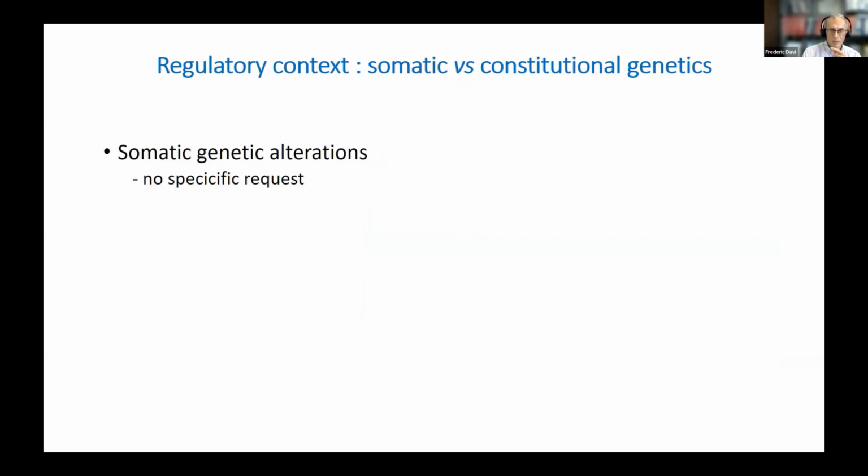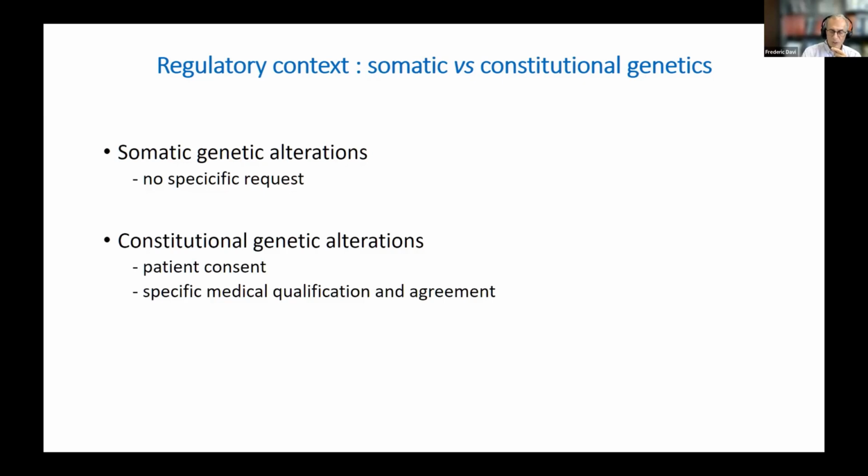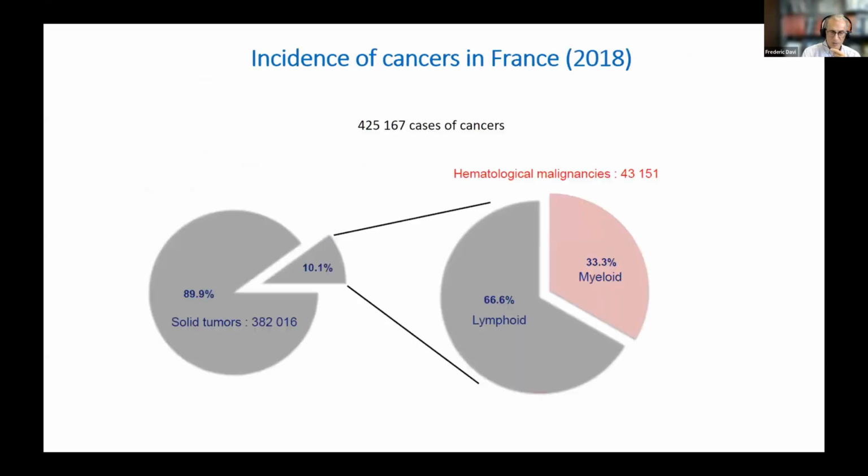This is just somatic genetic alterations, so there's no specific request. However, especially with large panel, you may find constitutional abnormalities, and then you need the patient consent, and also you need to be qualified for that kind of genetics. So whenever we find those variants which happen, we collaborate with our geneticists, and we give them everything to be done, and eventually having a consultation for the patient.